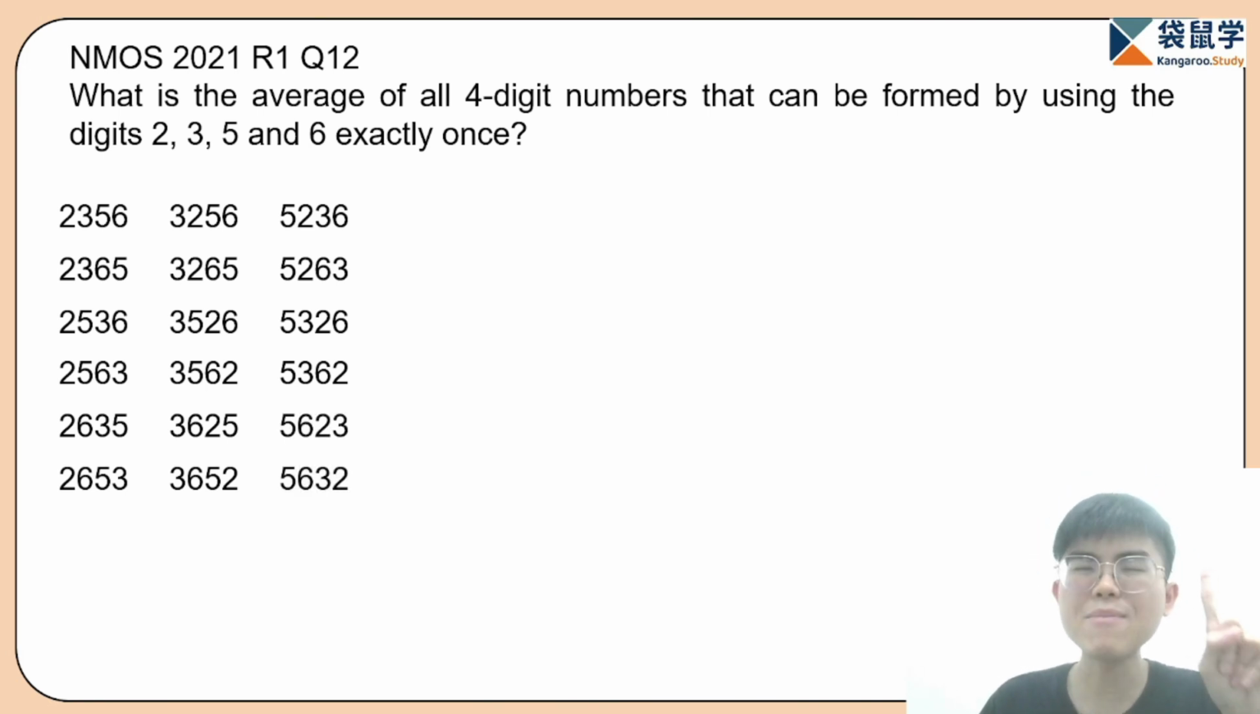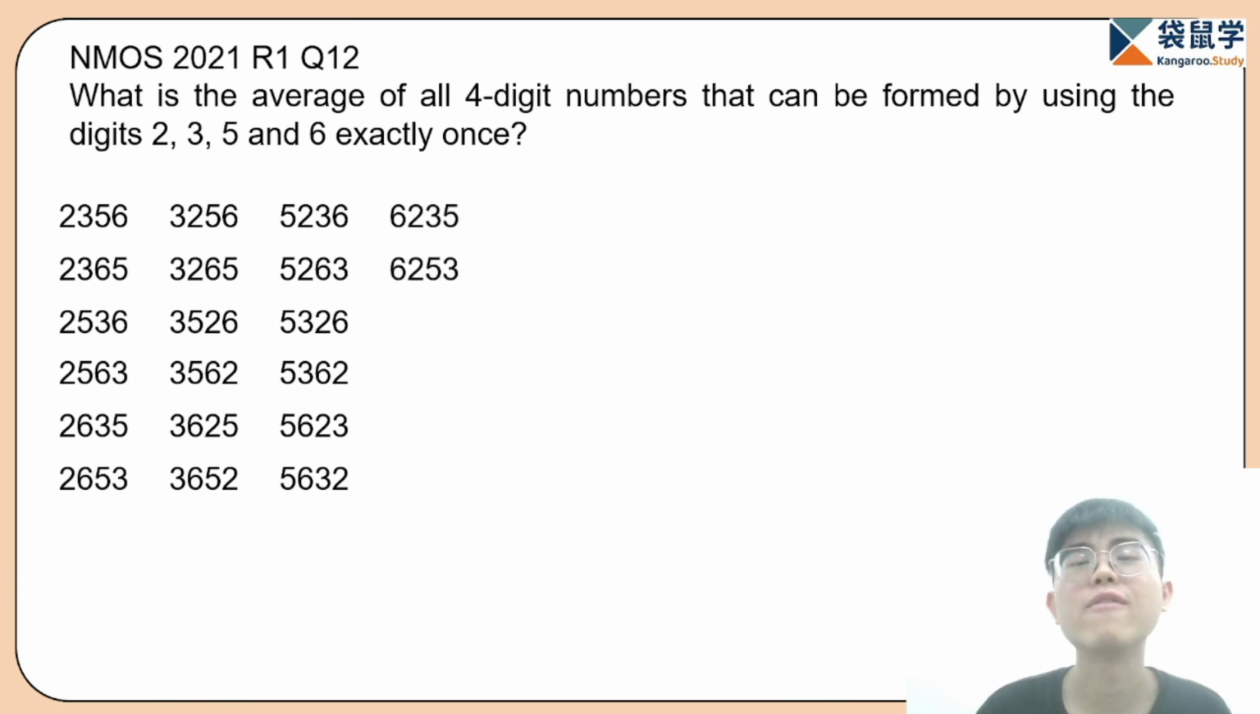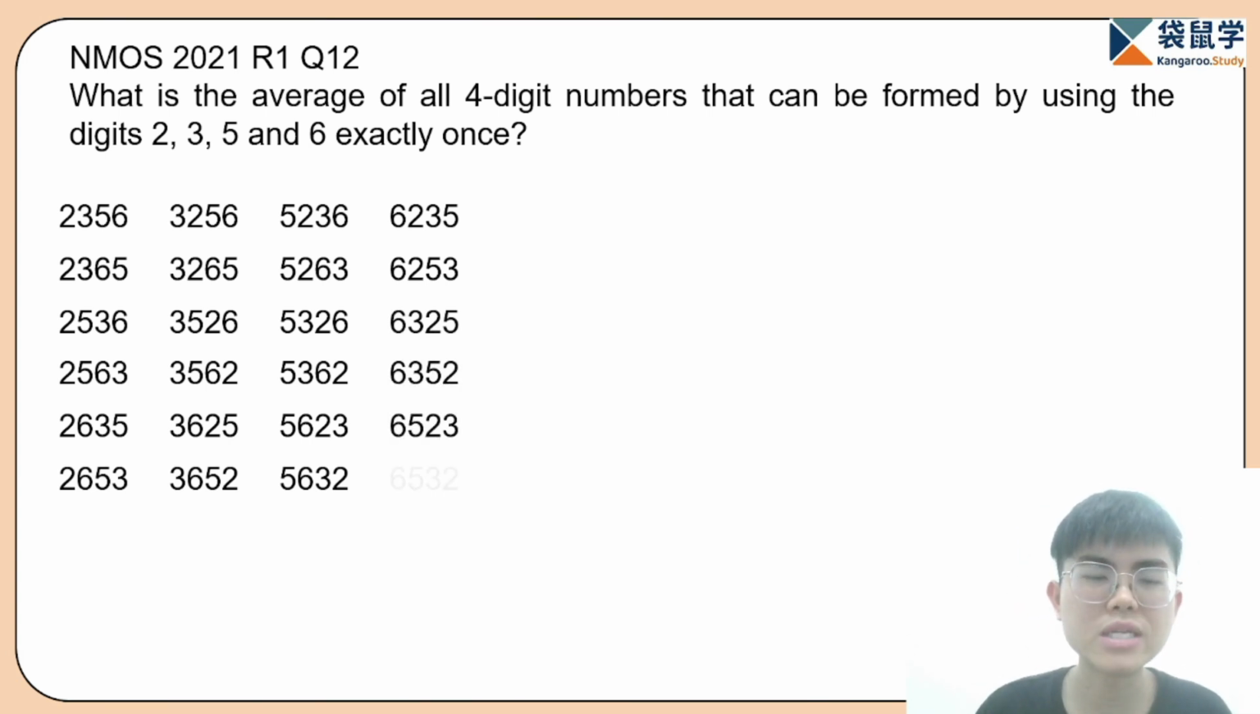And finally, numbers that start with 6. We have 6, 2, 3, 5 and 6, 2, 5, 3. Then we have 6, 3, 2, 5 and 6, 3, 5, 2. And finally, we have 6, 5, 2, 3 and 6, 5, 3, 2. So these are all of the 4-digit numbers that we have by using 2, 3, 5, and 6 exactly once. So guys, in this case, we would like to find the average, right? Before we find the average, of course, we have to find the total. So how do we find the total then?